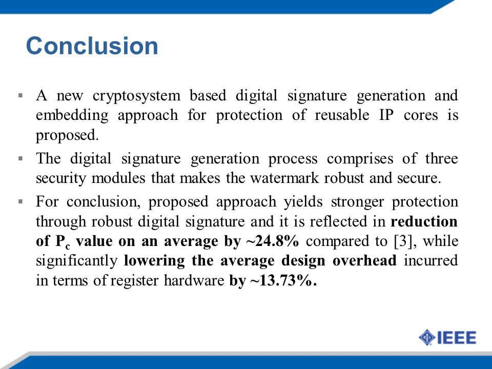Okay, so pretty much done. So for the conclusion, it's important to understand that this is a new crypto system based digital signature method that is being proposed in the community for the first time, that is able to secure a reusable IP core, especially in the context of DSP hardware IPs. This process comprises 3 security modules that make the final watermark constraints robust and secure. And as we had seen, the proposed approach yields stronger protection and security through robust digital signature in terms of reduction of PC by an average of around 24.8% compared to 3, and also significantly lowers the design overhead incurred in terms of the register hardware by around 13.73%.